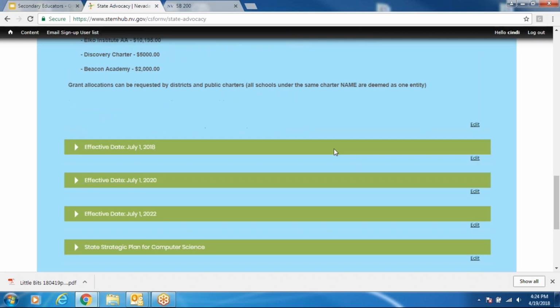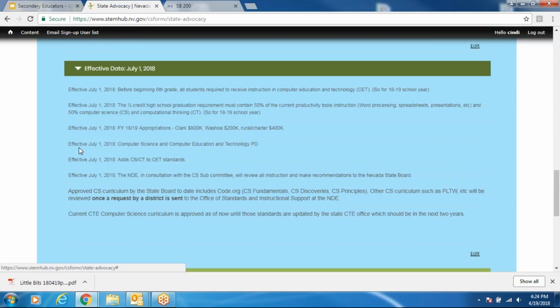All right, so effective this coming July 1st, and now we'll get into Josie's question about the computer literacy. So this first one, before beginning 6th grade, all students required to receive instruction in computer education and technology. So once again, what I mentioned before, the lawmakers noticed this inequity and made a decision to move this before beginning 6th grade.